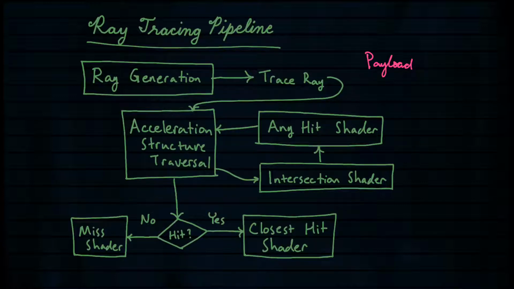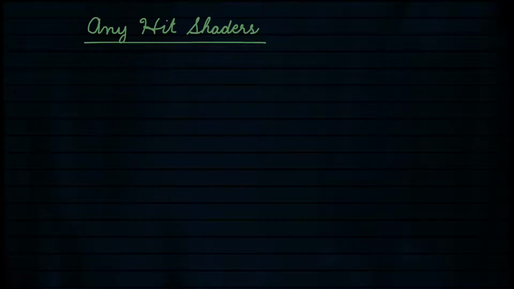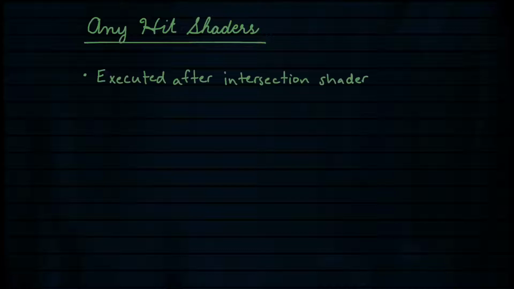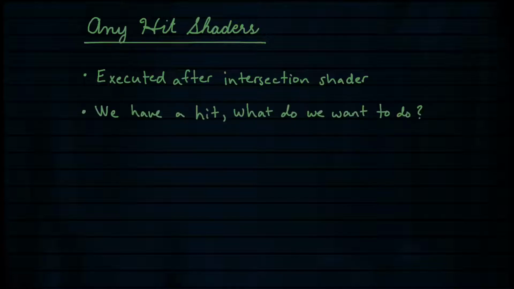So let's talk about any-hit shaders. An any-hit shader is called after we go through the intersection shader. And the question that we're trying to ask ourselves is, we have a hit, what do we want to do? So we have a few options. One idea is we could do alpha testing. So maybe we have a texture map or some other way of determining procedurally whether or not this fragment is transparent or translucent, and we could say, well, maybe we don't need to keep going with this object anymore, or maybe we need to go through it. So this doesn't count as a hit.